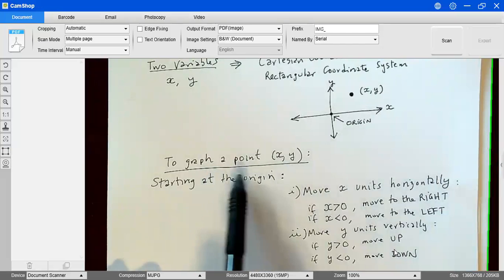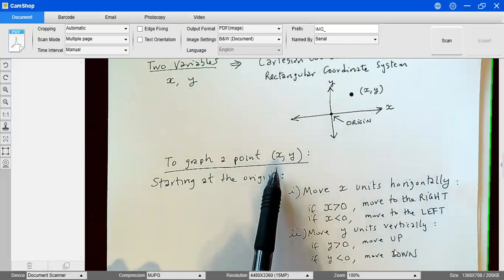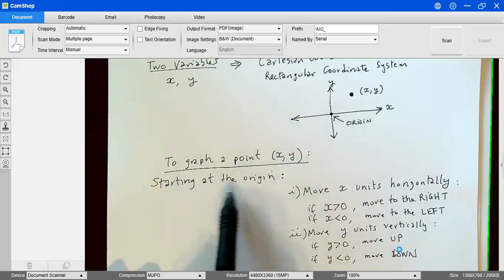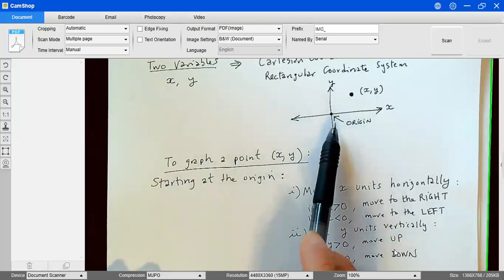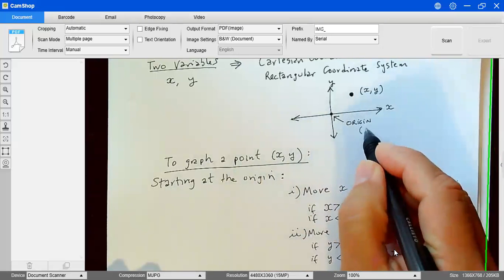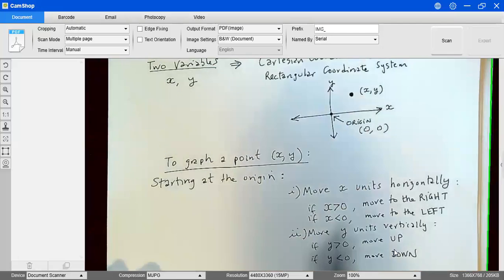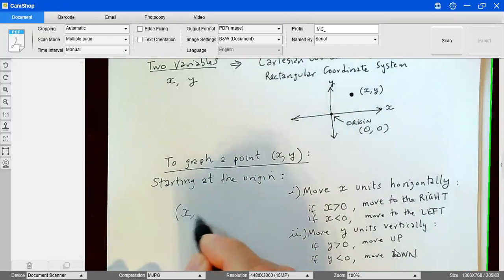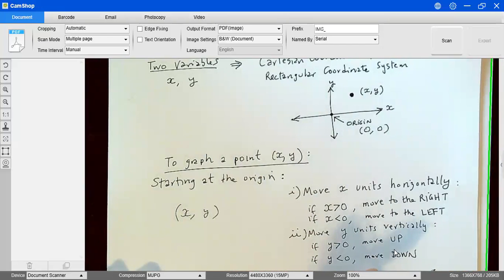But to graph a point x, y, so a point with coordinates x and y, you're going to start at the origin. The origin is the intersection point for these two number lines. So that's the origin. Usually the origin has coordinates 0, 0. So you're going to start there, and then you're going to read the coordinates as directions for a journey that you're going to take. These are just directions for you to get to your final destination. So you're going to move x units horizontally.